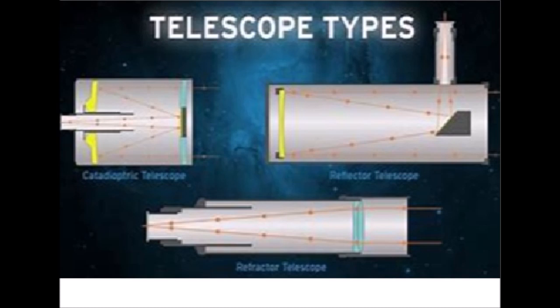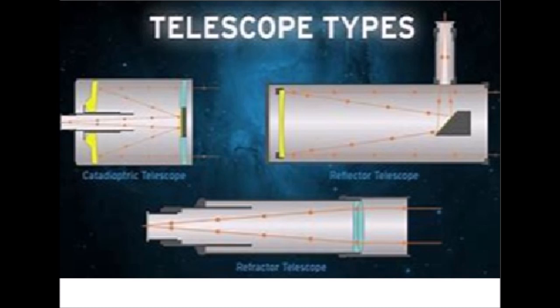In this lesson, we will discuss the different types of telescopes. The first telescope is a refractive telescope. That's a lens telescope, and this was discovered by Galileo.